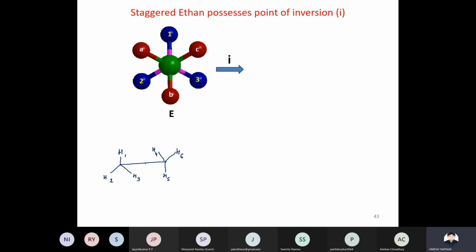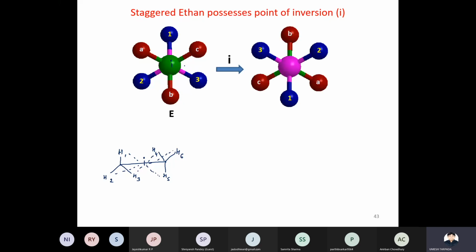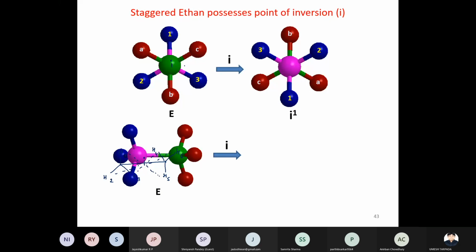So you can take a point of inversion I here. So H1 and H5 can change their position. 3 and 5 and 2 and 6 can change their position. So definitely, if you apply I over here between the 2 carbon atoms, 1 and B can change their position, C and 2 can change their position, and 3 and A can change their position in this way. Similarly, if you apply I again, this is a one-time I process. You can go for a second I operation.